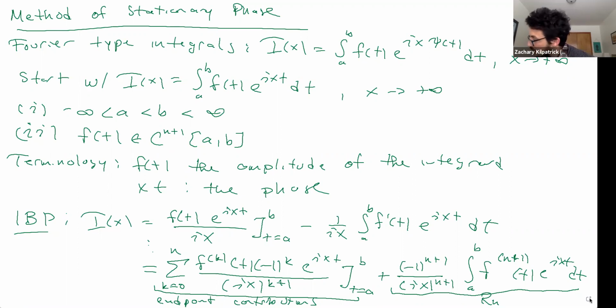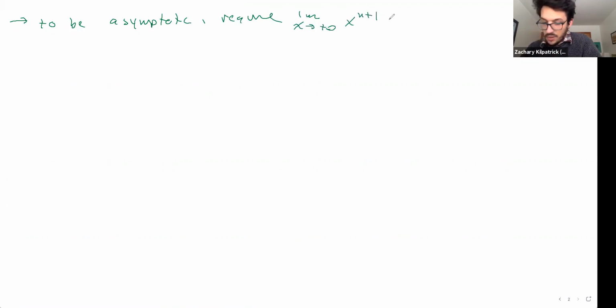Okay, so in general, for this integration by parts approach to work, to be asymptotic, we need to require that the limit as x goes to positive infinity of x to the n plus 1, R_n of x, is equal to 0. And this will be true by the Riemann-Lebesgue lemma, because we have an integrable function there.